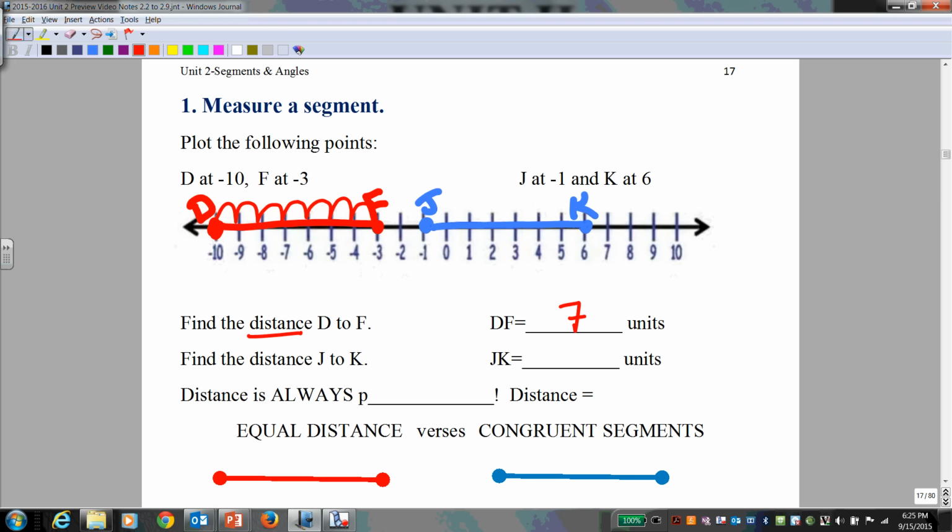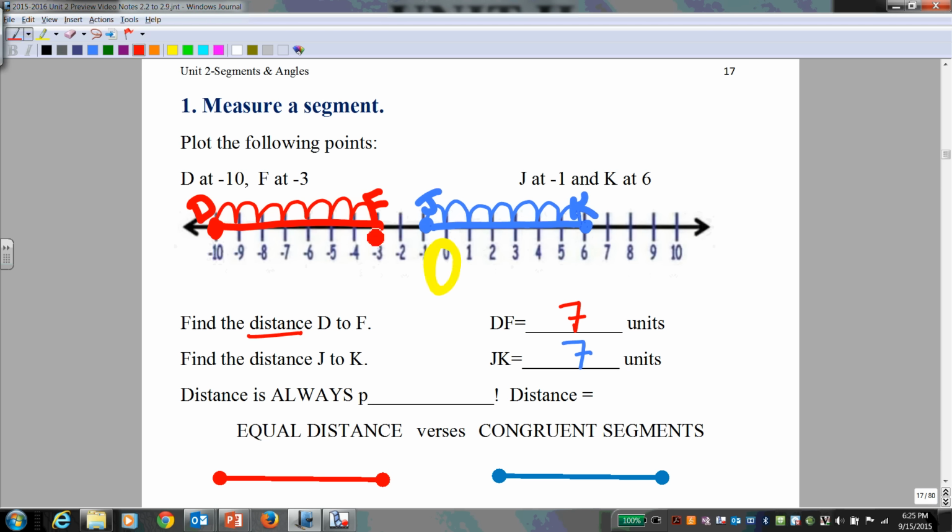Distance is 7 units. Let's bunny hop the other one. Distance is also 7 units. Now just take a very close look. Notice 0 is right there.